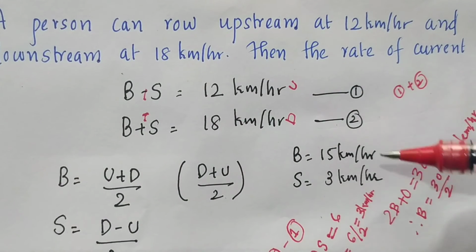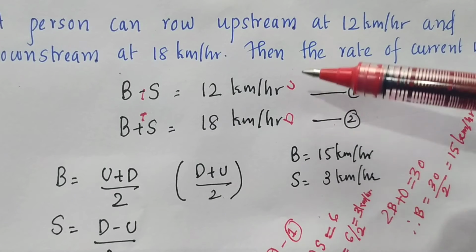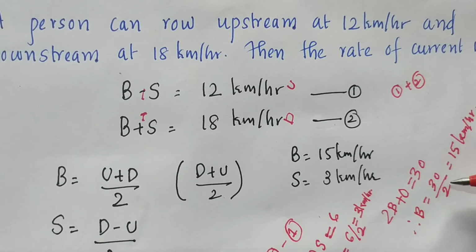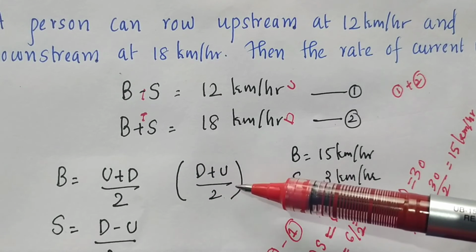What we have done to get the speed of the boat here? We just added the downstream speed and upstream speed and divided it by 2. Look, here 2B is equal to 30. 30 is what? D plus U. So B is equal to (D plus U) by 2. That is, here B is equal to (D plus U) by 2.